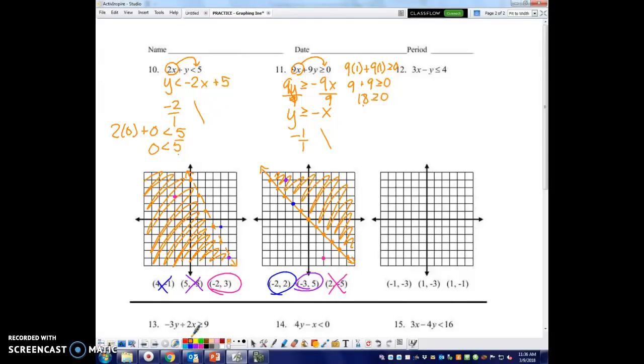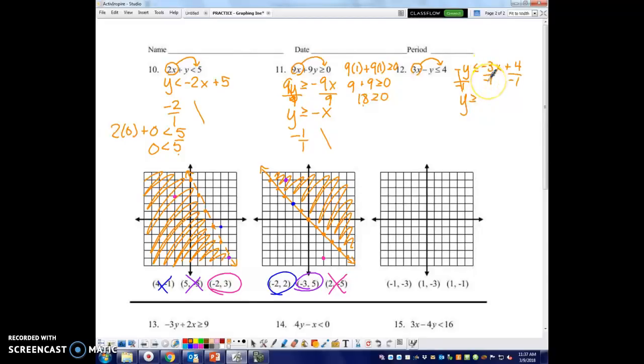Okay, now number 12. Move the x, divide by y. So move this 3x over here. So we have our negative y is less than or equal to negative 3x, because we moved it over the equal sign, plus 4. Then we need to divide them all by this negative 1. Now for inequalities, what happens when we divide by a negative? The sign flips.